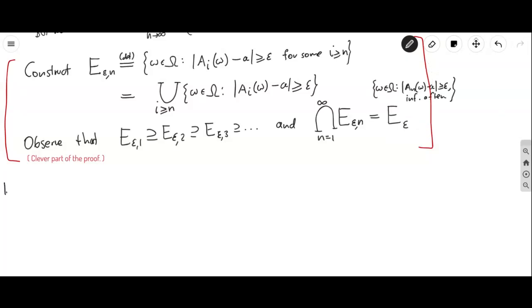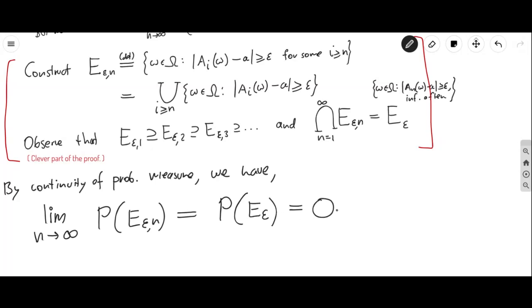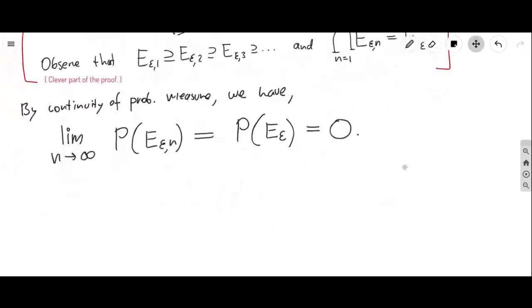So then by continuity of probability measure, we have that if we were to take the limit of the probability of all of those events, that would be equal to the probability of E subscript epsilon. But we said the probability of this is 0 from before. And now we're almost done.